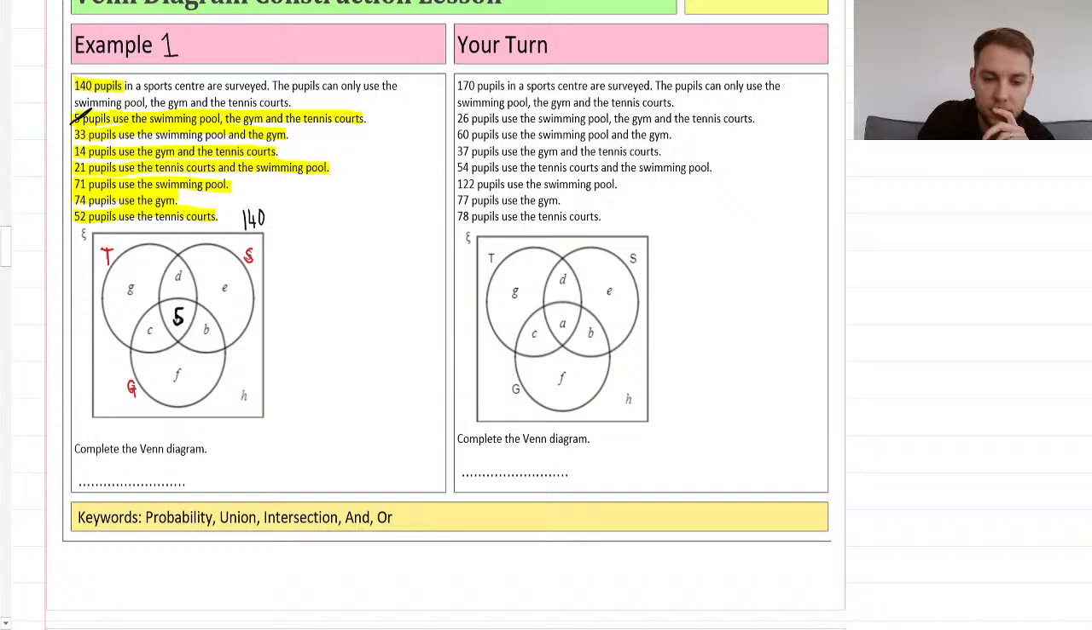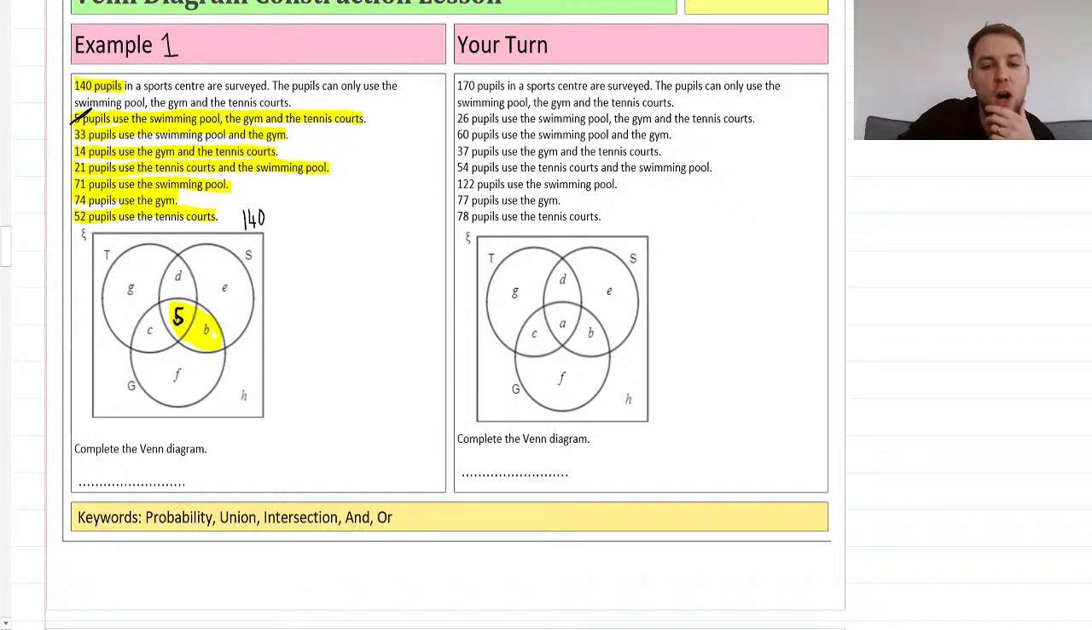Okay? So the next part says 33 people use the swimming pool and gym. Now the swimming pool's here. We know the swimming pool's here. We know the gym is here. So we've got to think about where that crossover is between the swimming pool and gym. So I'm just going to make sure that's nice and clear. So this crossover between the swimming pool and gym is going to be this section here. It's all of this section.